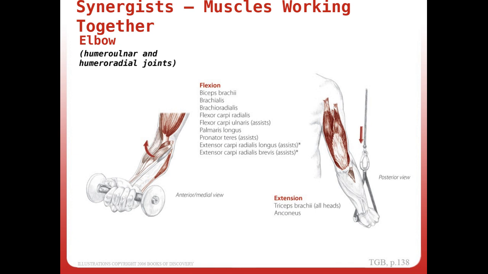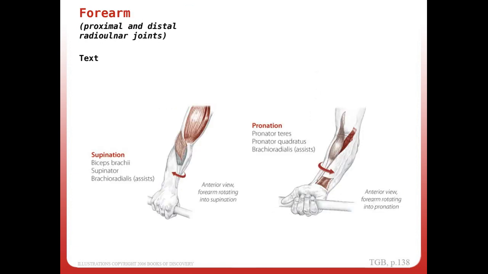So we look at flexion. Primarily, we have the biceps brachii, the brachialis, the brachioradialis. If we look down here, we have one of the flexors and some of the extensors assisting in that movement. With extension, we know the triceps brachii, all heads. You have a small muscle known as the anconeus that's involved in that movement as well.